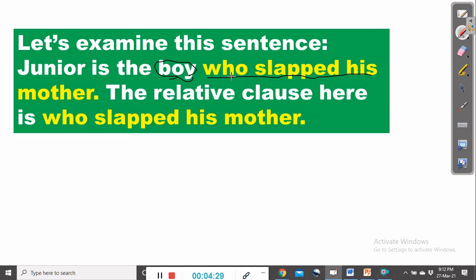And so we find that the relative clause is usually attached to this antecedent by a relative pronoun, and this is the relative pronoun. Who is the relative pronoun? We are going to look at other relative pronouns, but in this specific example, the relative pronoun is who. All right, so this is exactly what a relative clause is all about. Now let's move further.